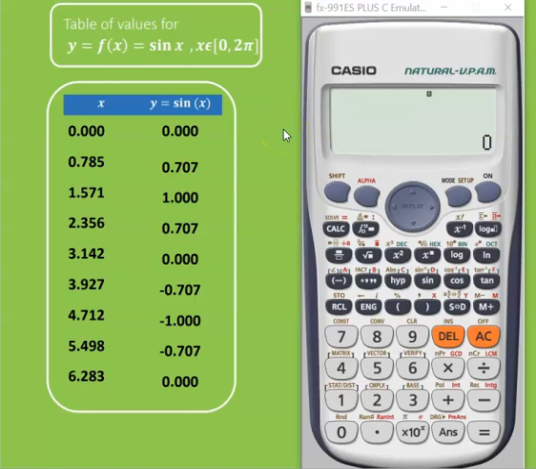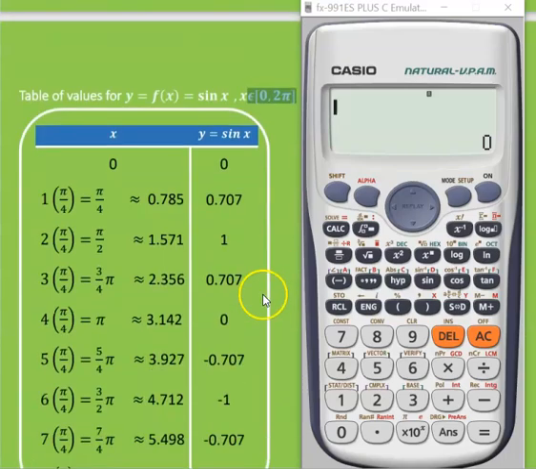Hello students, today we are going to create a table of values for a trigonometric function, sine of x. This table is required, and the domain of the function is 0 to 2 pi. It can be drawn for any interval.